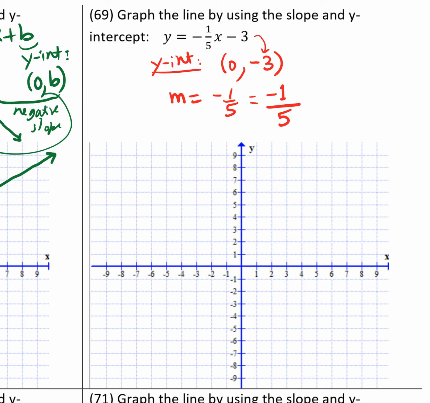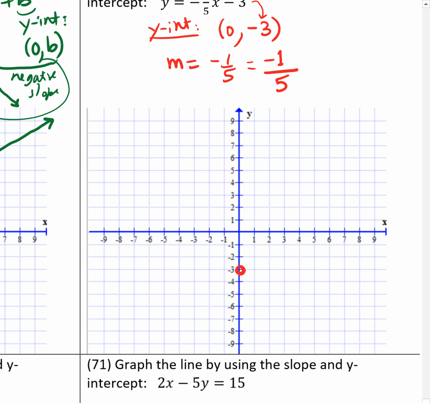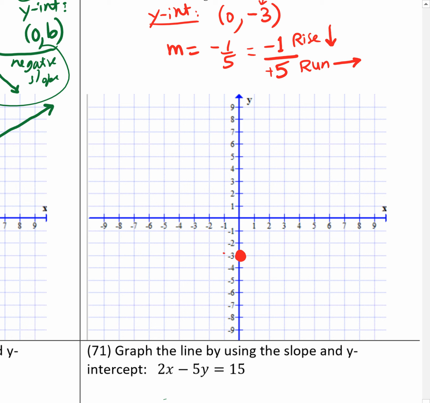Alright, so I'm going to start with the y-intercept. 0, comma, negative 3 is down here. Then I'm going to rise the numerator, negative 1, which means I'm going down, because that's the negative direction on the vertical axis. And then I'm going to run 5, which is positive, which means I'm going to the right, because that's the positive direction. Alright, so from the point I just drew, I'm going to go down 1, because I'm rising negative 1, and from there I'm going to run 5. 1, 2, 3, 4, 5, and land right here. There we go, and try to connect those dots, make a nice little line.